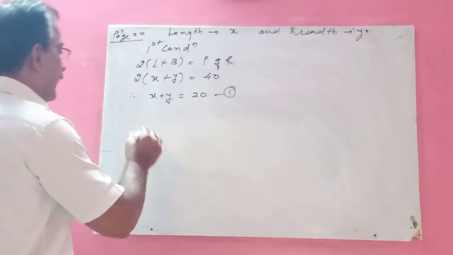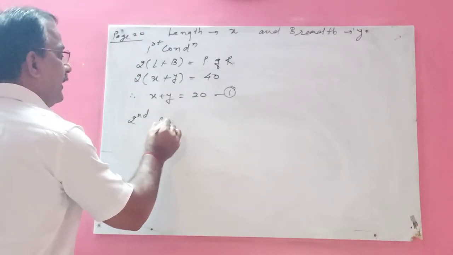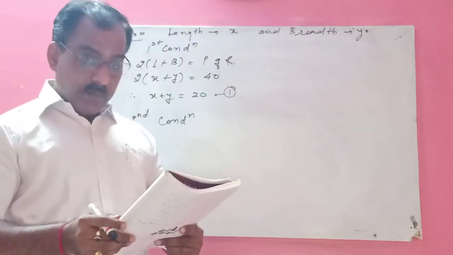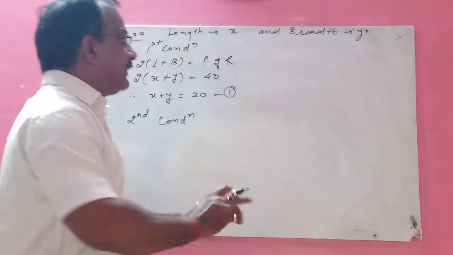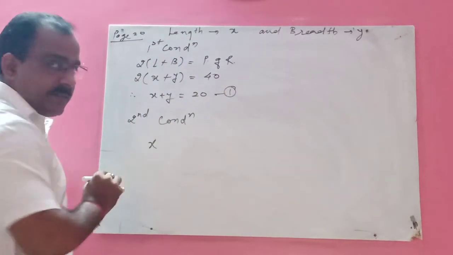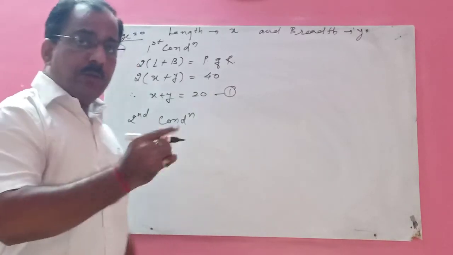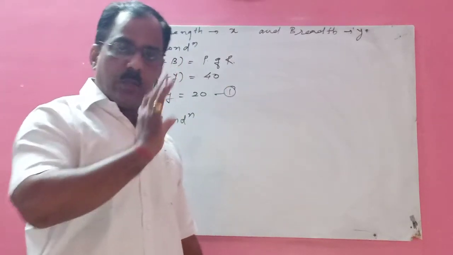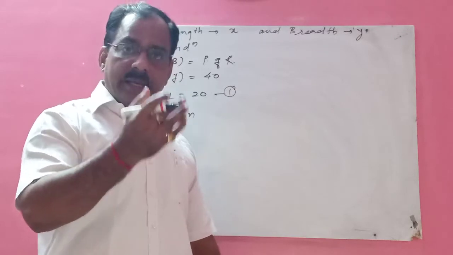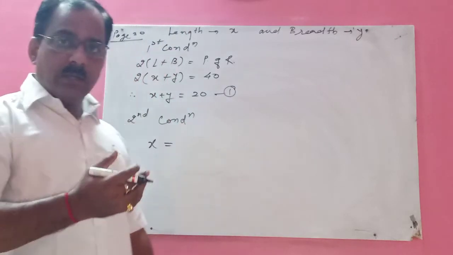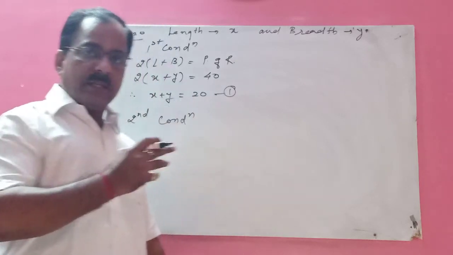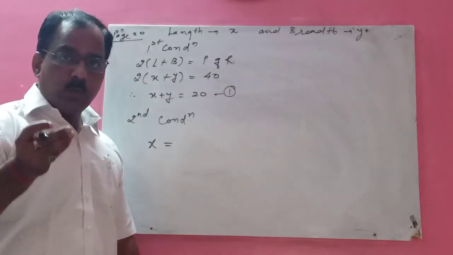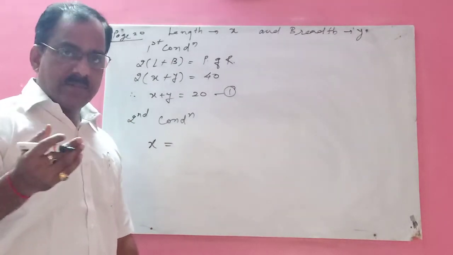Now the second condition: the length of the rectangle is more. First write down the length of the rectangle, x. For 'is', you put equals. In mathematics, 'is' means equal to, and 'more', 'greater', 'elder', 'longer' mean plus. Keep these things in mind when making equations.